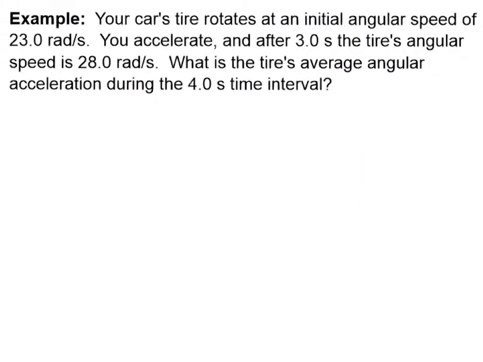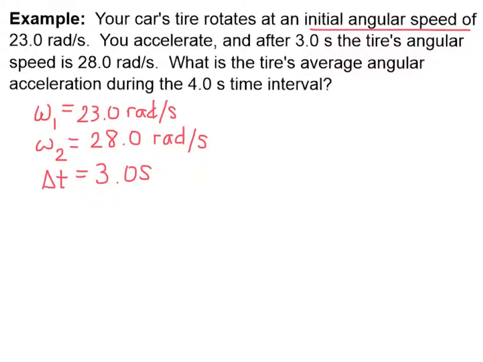Now let's do an example. Your car's tire rotates at an initial angular speed of 23.0 radians per second. I'm going to go ahead and write that down. That's going to be my initial angular speed. Now, you accelerate, and after 3.0 seconds, the tire's angular speed is 28.0 radians per second. I'm going to go ahead and write those values down. I know my angular speed 2 is going to be 28.0 radians per second, my final angular speed. And I know my time interval is 3.0 seconds.